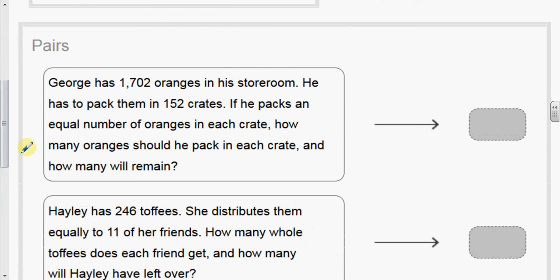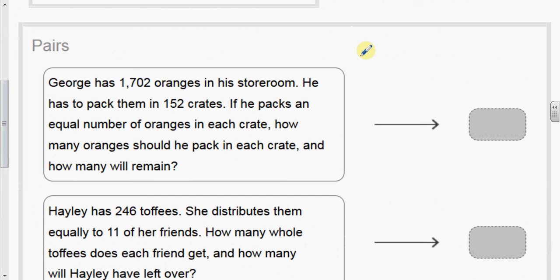So again, we're doing the same thing. We're doing division. So George has 1,702 oranges in his storeroom. He has to pack them in 152 crates. If he packs an equal number of oranges in each crate, how many oranges should he pack in each crate, and how many will remain?